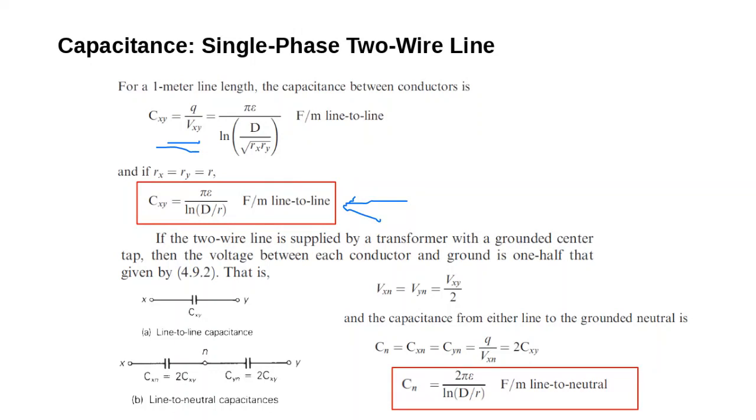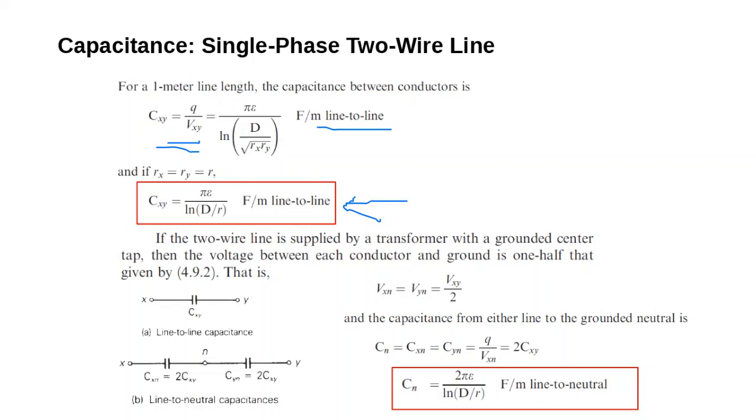And we say line to line capacitance, also can be measured as line to line. Why? Because we are saying Vxy. When we say Vxy, it's line to line, from conductor X to conductor Y. Although this is a single phase, we say line to line. So it's from conductor X to conductor Y. Cxy means the capacitance between the two lines.